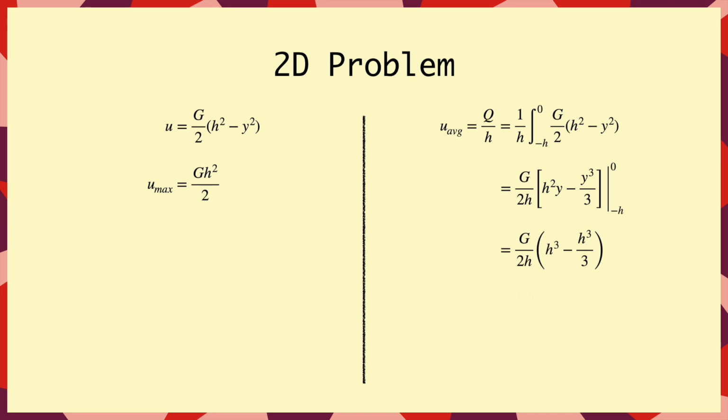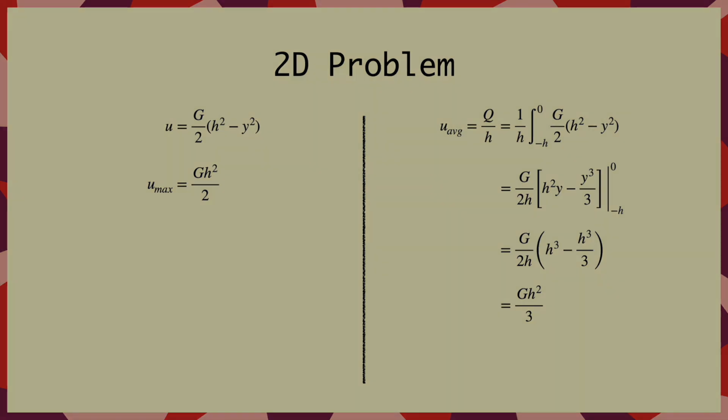And if we do that, we find the average is gh squared over 3, so 2/3 of the maximum velocity, which makes sense. If we'd calculated an average that was greater than the maximum velocity, or had different units, like if it was gh cubed instead of gh squared, we would know that obviously that can't be right, and we must have made a mistake somewhere. It sounds obvious, but these type of common sense checks are really useful. So now we're ready to move on to the 3D problem.